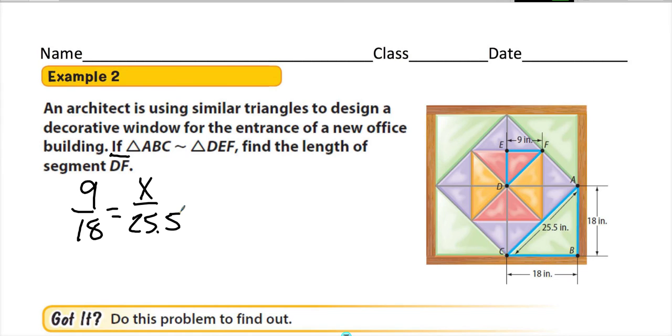Okay, let's calculate here. So we're going to have 18x equals, and then 9 over, 9 times 25.5 is what I'm trying to say. That's going to make 229.5. Yes? Yes, that's right. Okay. Divide by our coefficient of 18. And then from there, that's going to give us 12.75.